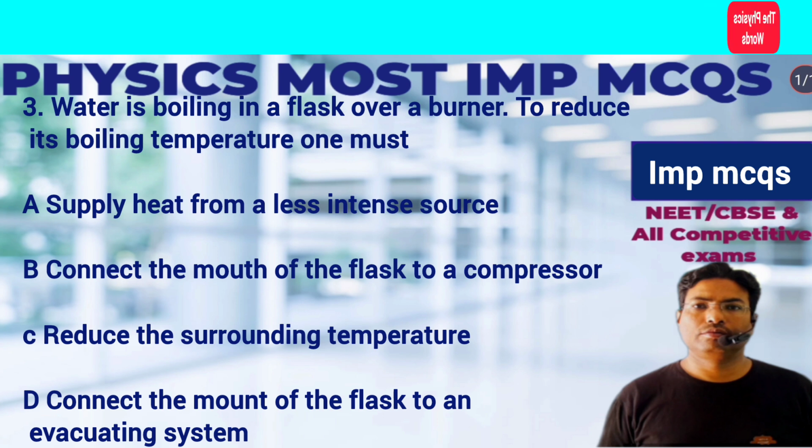Next question. Water is boiling in a flask over a burner. To reduce its boiling temperature, one must. The correct answer is option D. Connect the mouth of the flask to an evacuating system.